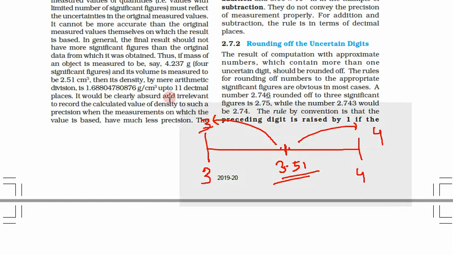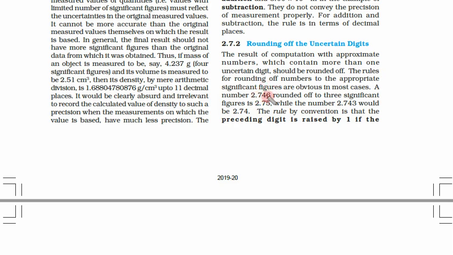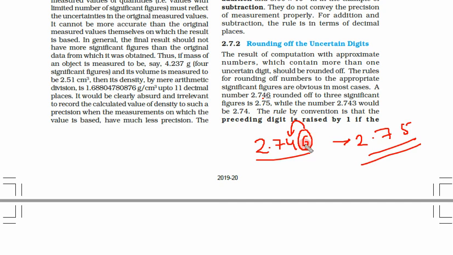So if the digit that we are going to round off is more than 5, then the previous digit is increased by 1. Let us understand this case again. 2.746. This digit is more than 5, so we add 1 to the previous digit, and the number will be 2.75. Suppose this digit is less than 5, then what will we do? 2.743. Since this is less than 5, we simply drop it. We simply drop it: 2.74.